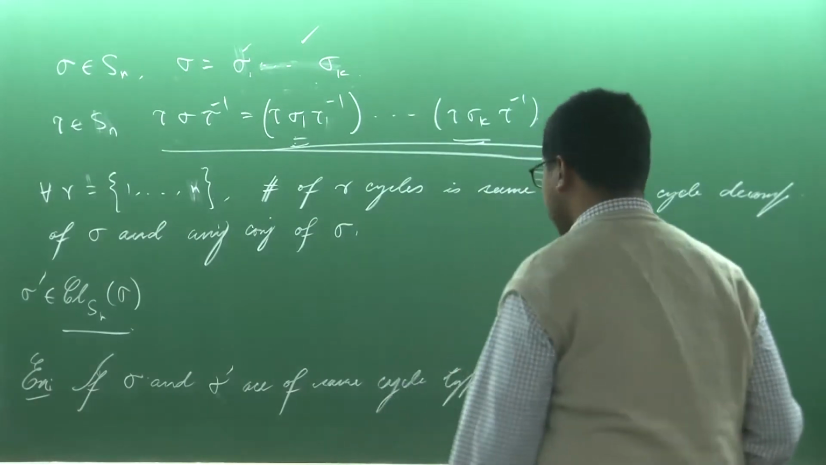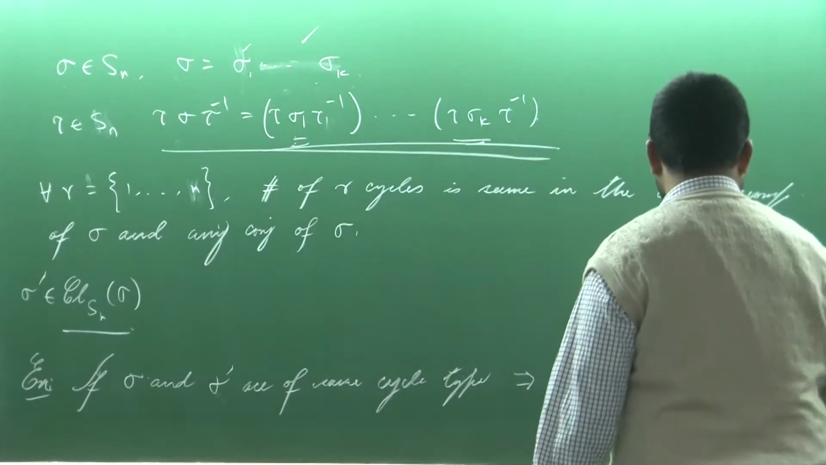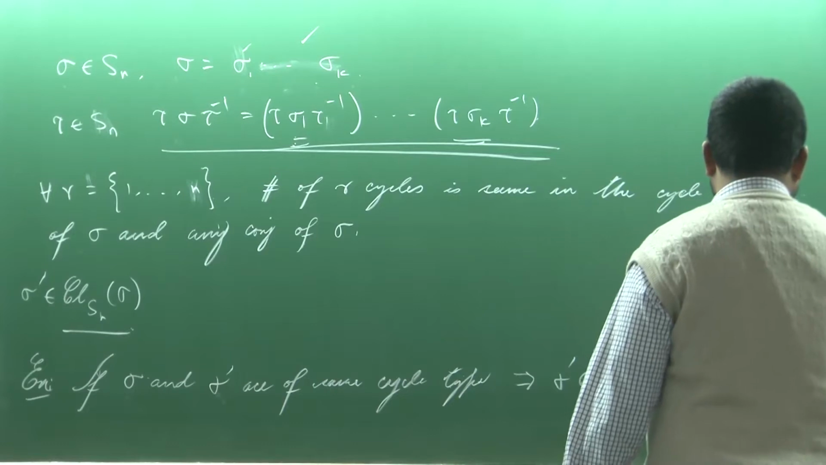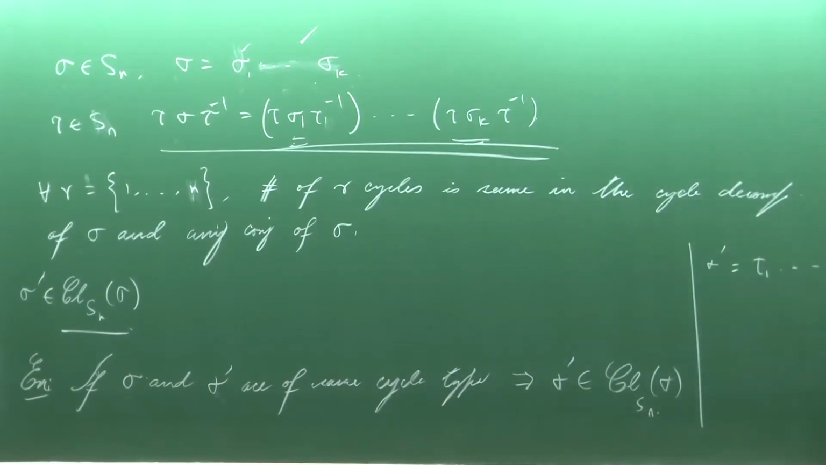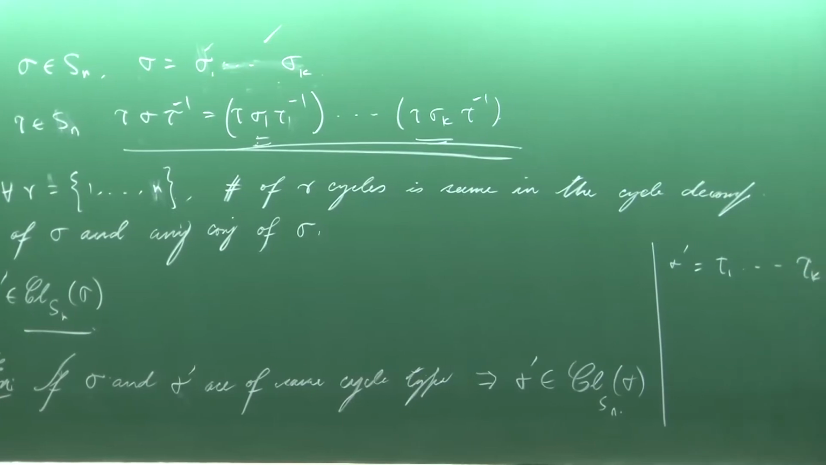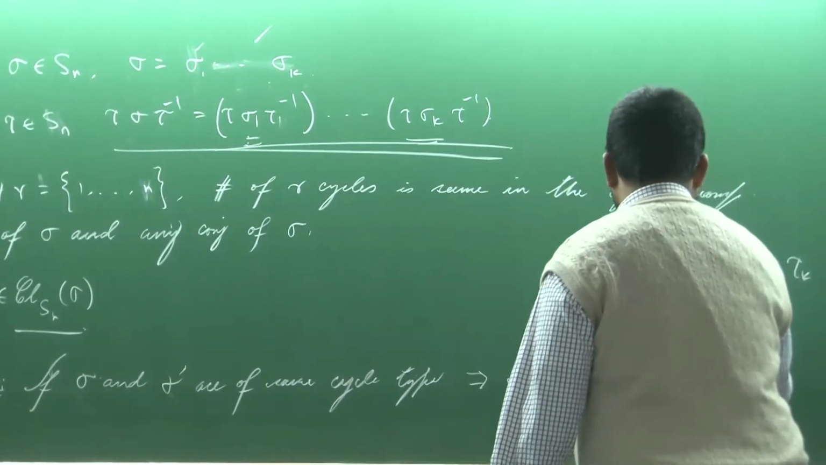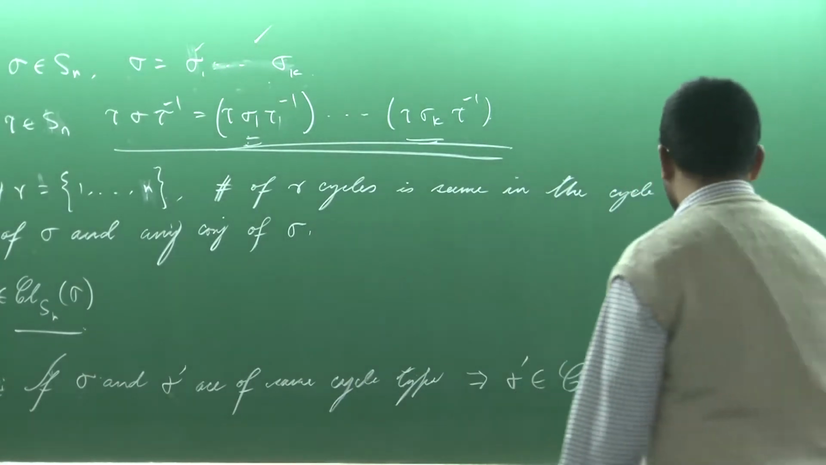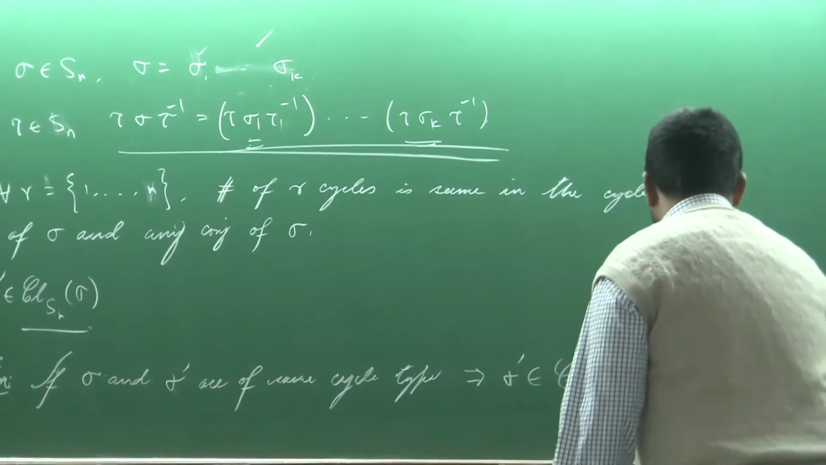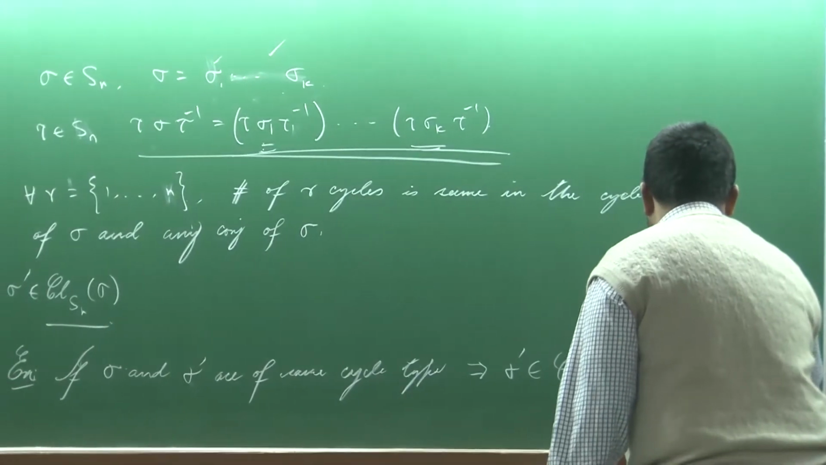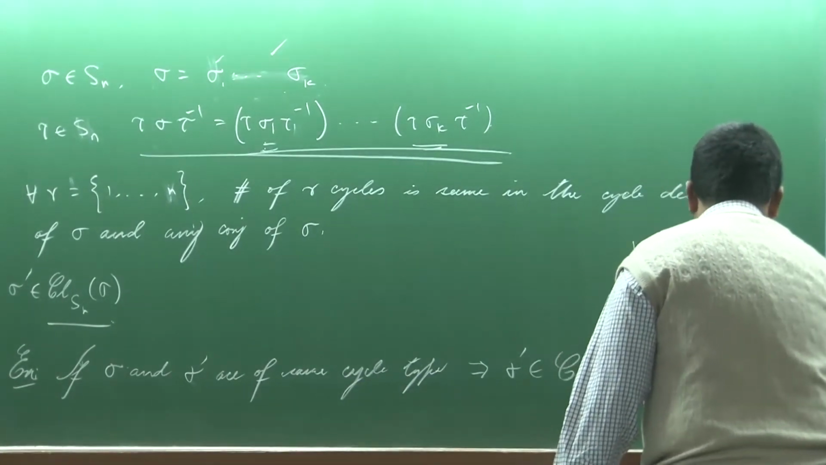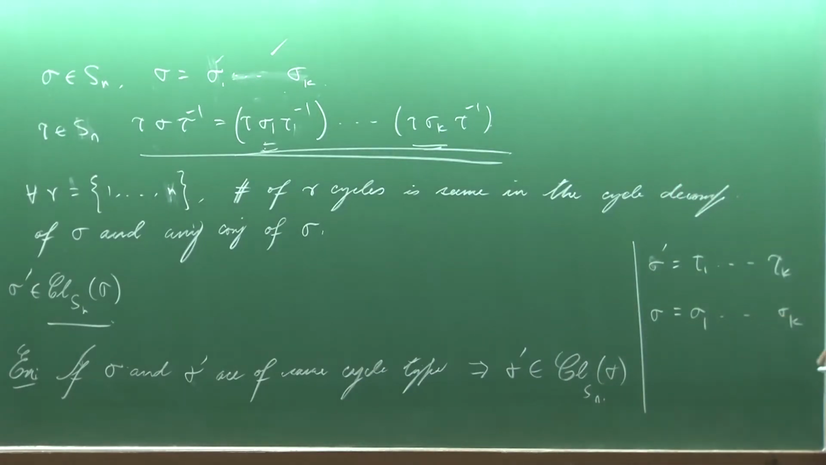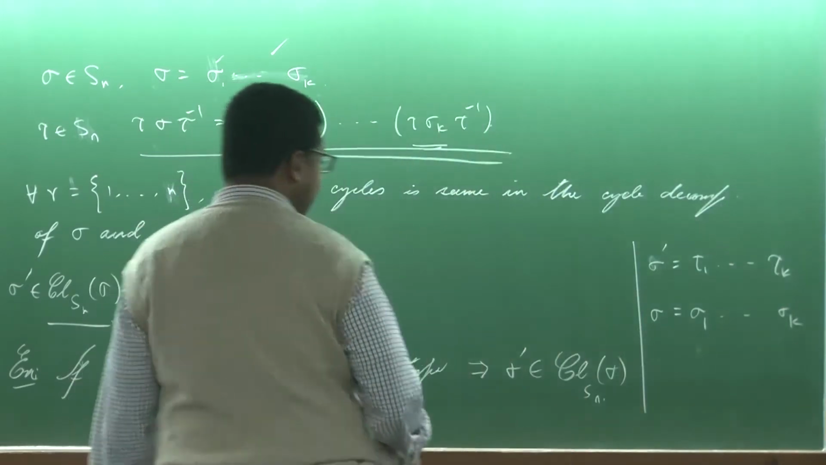Maybe here I can put, let this be tau 1 up to tau k, the cycle decomposition of sigma prime. And for sigma, since they are of the same cycle type, it is quite clear that it can also be written as sigma 1 up to sigma k, and you can order these factors in such a way that the length of each sigma i is equal to the length of each tau i. That we can do because they are of the same cycle type.